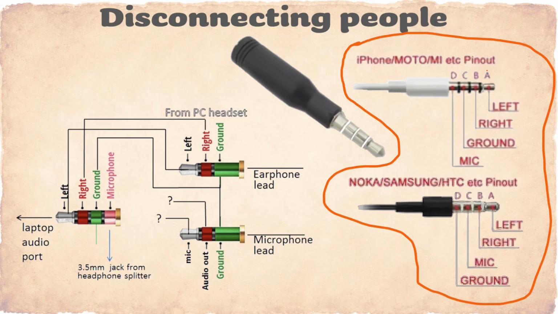It was the microphone and the knob that was there to take off the hook on the phone. And you can see here the iPhone had the microphone in here and it had the ground here. And the Nokia, Samsung, HTC and so on had this switched around. And this standard is the one that stuck. So today most things follow this standard.